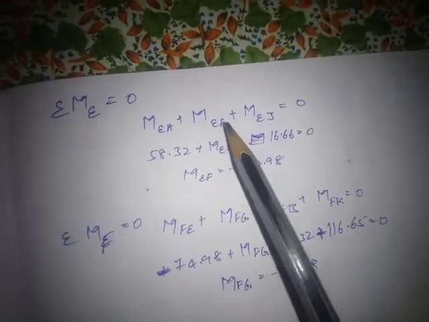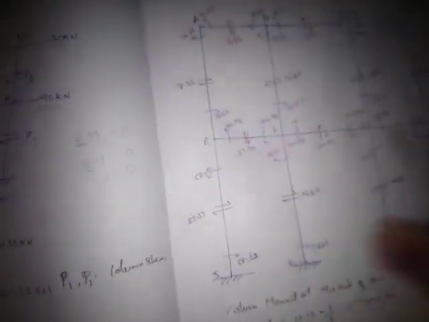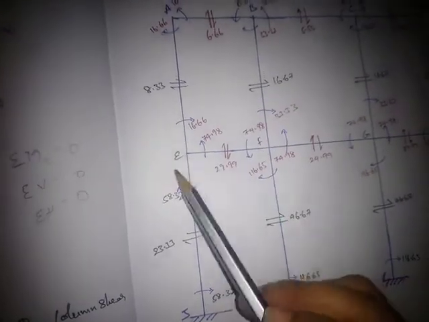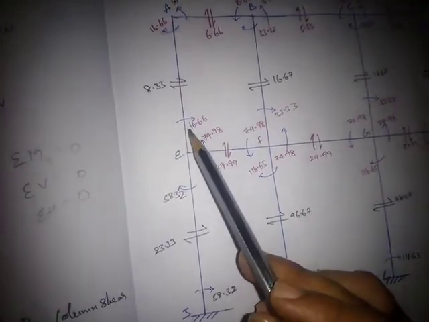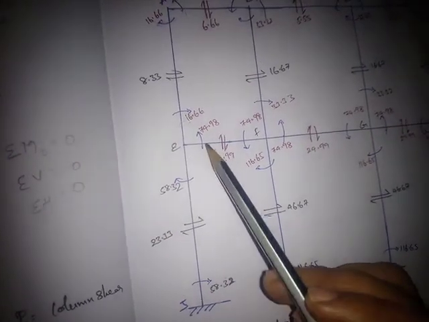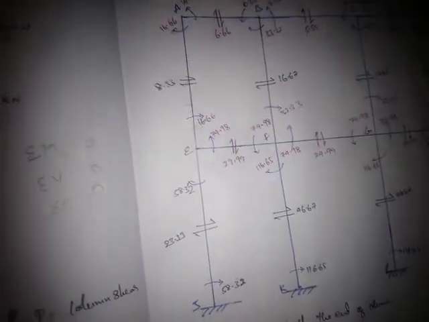Sum of moments about E equals 0, that is MEA plus MEF plus MEJ equals 0. Here for the bottom story joint, that is EA, EJ, EF. We know the value of EA and EJ, so the sum of both will be the value of 17.98, that is the beam moment.